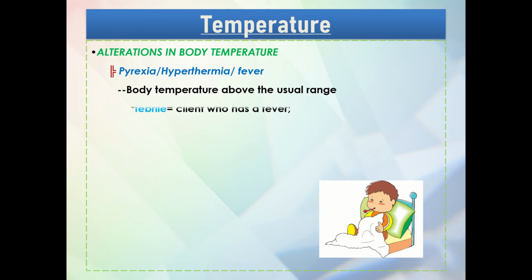Now, these are the different terms naman that refers to the alterations in body temperature. We have first pyrexia, hyperthermia, or fever. When we refer to these terms, pyrexia, hyperthermia, or fever, we refer to the body temperature above the usual range. So, ibig sabihin, it is above normal. So, that is pyrexia, hyperthermia, or fever.